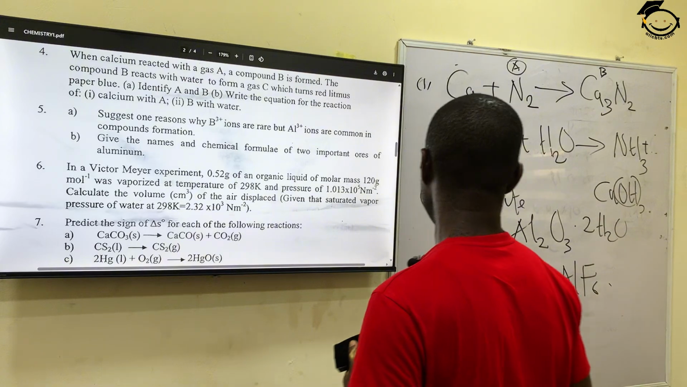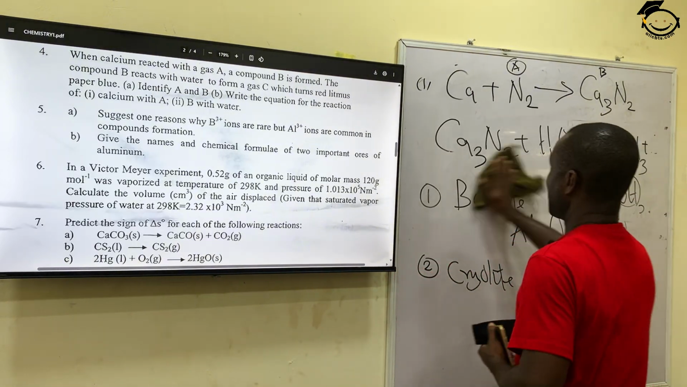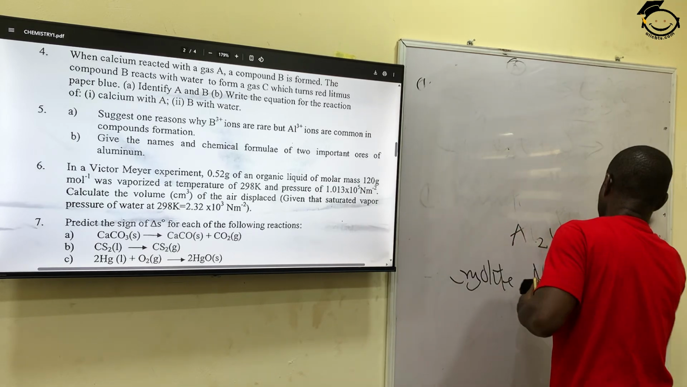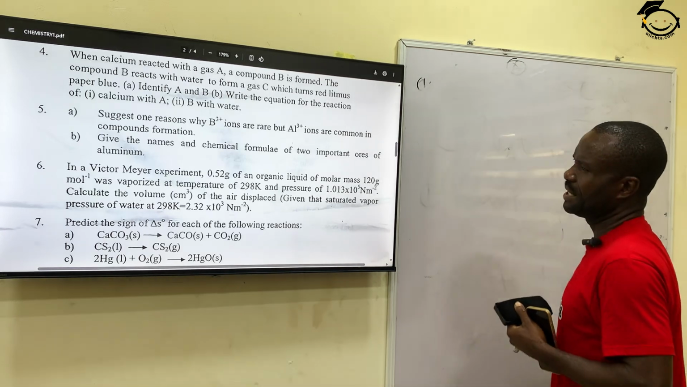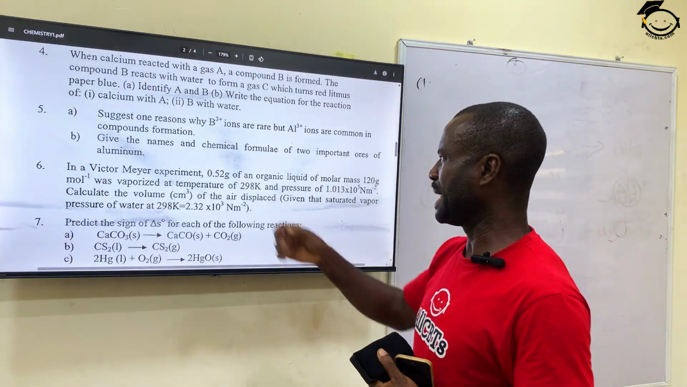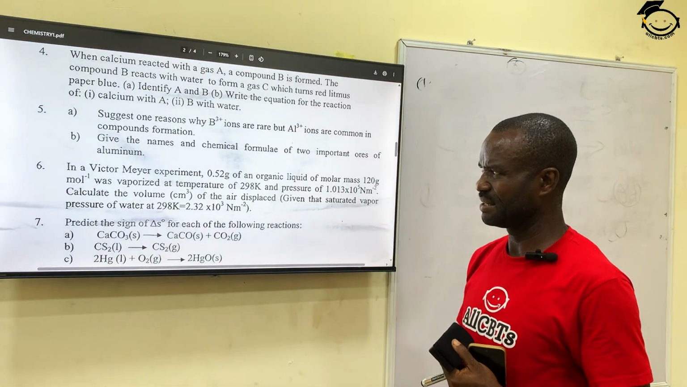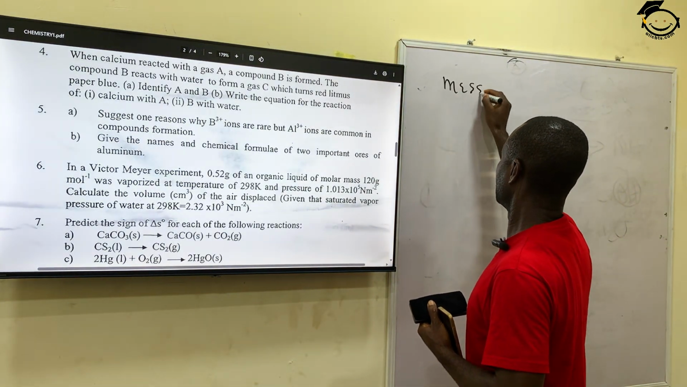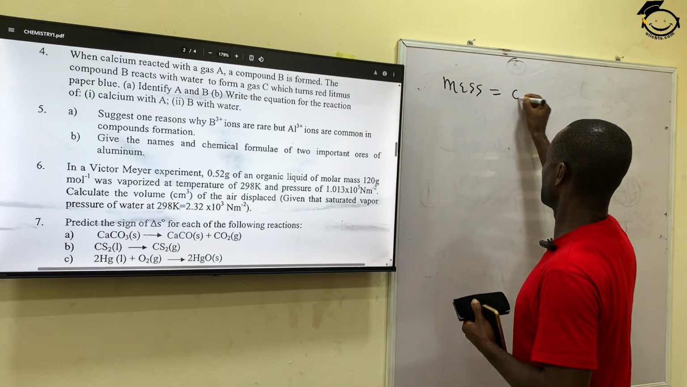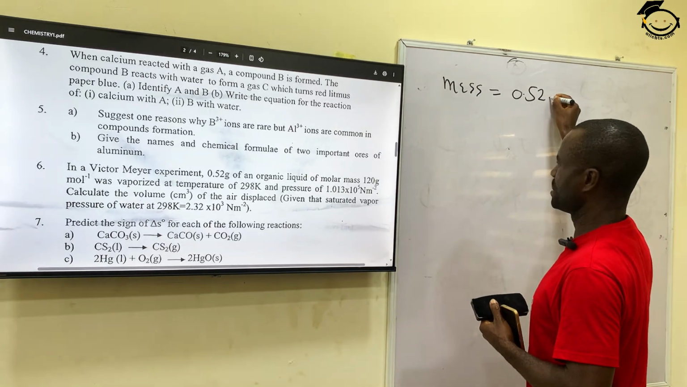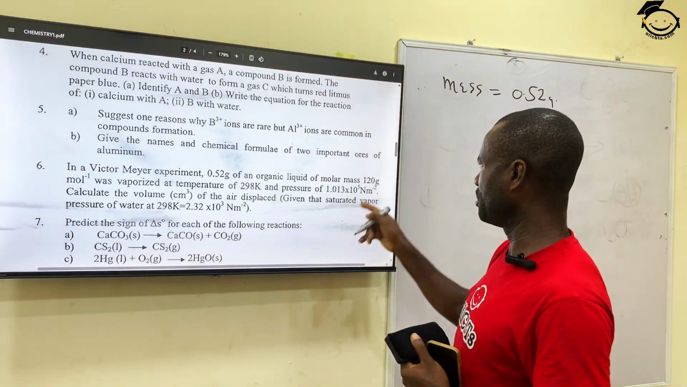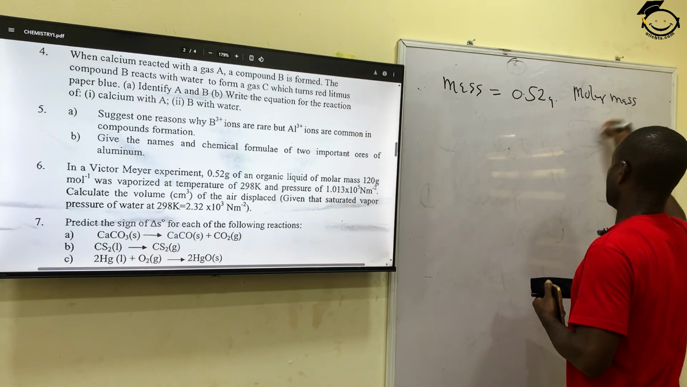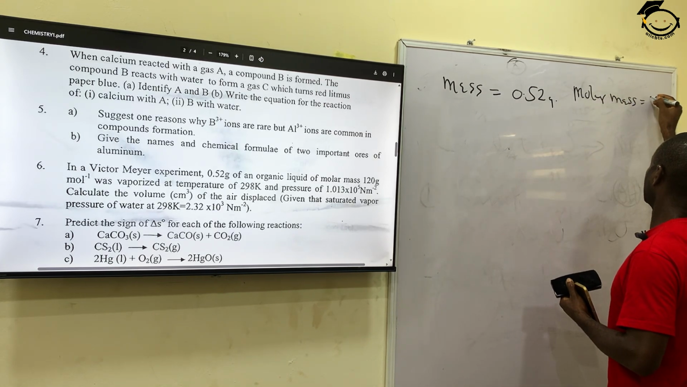So we have our parameters listed. First of all, we have to identify all our parameters. In this question, we are given the mass of the substance that is vaporized. The mass of the substance is given as 0.52 gram. Then the molar mass is 120. That is the molar mass of that same substance. They didn't identify the substance, so 120.